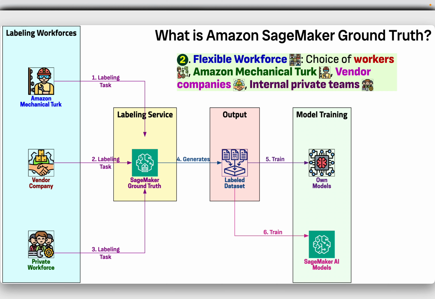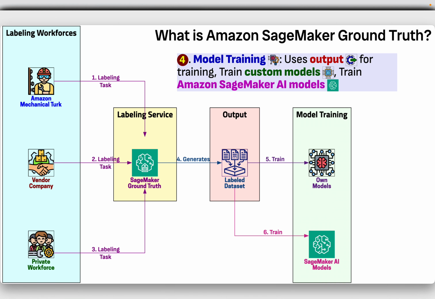It does not just use people, it works by using these human workers along with machine learning to help you create your labeled dataset. Once you have the labeled dataset output from Ground Truth, you can use it to train your own custom models or Amazon SageMaker AI model.